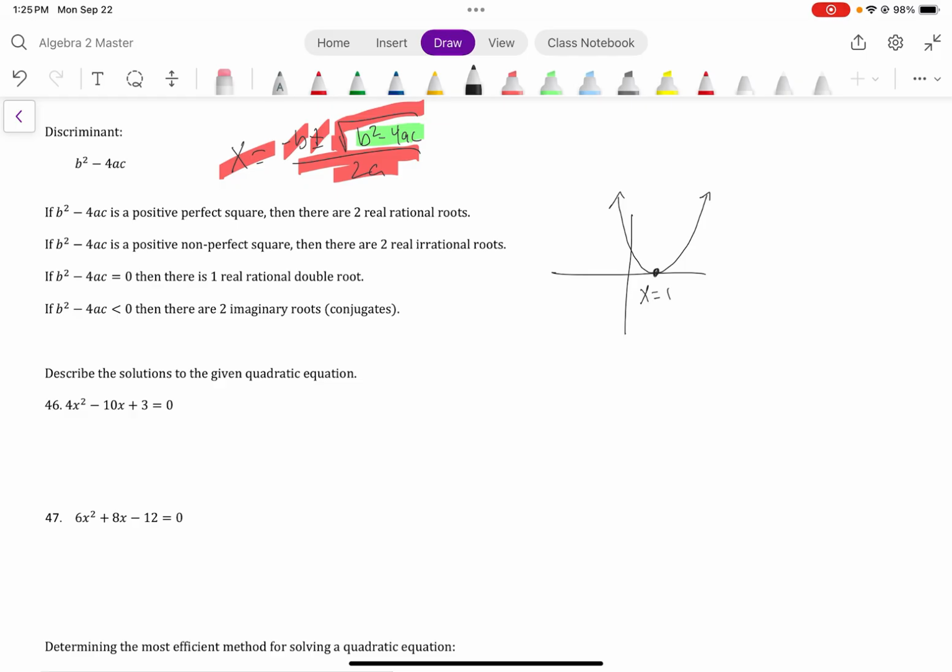You still have 2 solutions. They're just sitting right on top of each other. Okay, that's all that means. I hope for that because then it's simplifying a fraction. I don't have to worry about simplifying any radicals whatsoever.